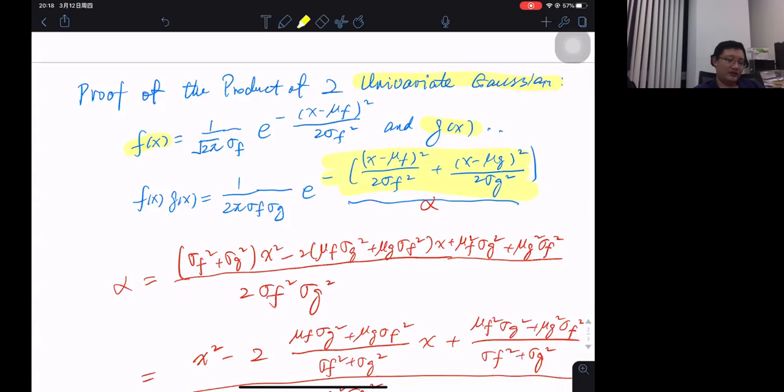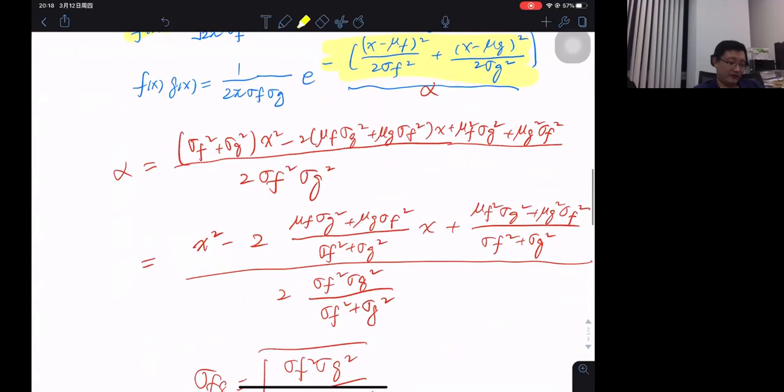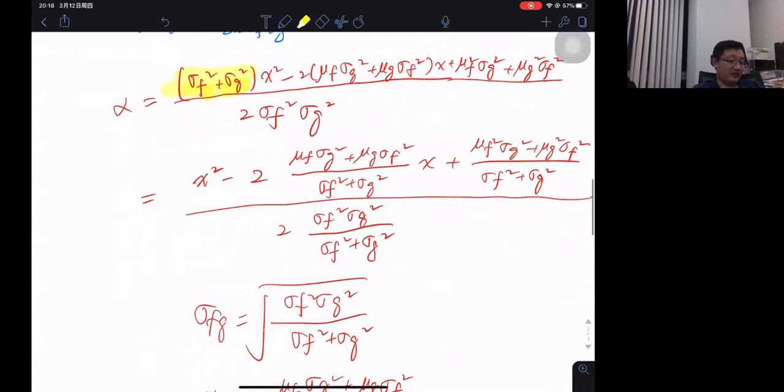That's a copy paste from the previous one: (x minus mu f) squared over 2 sigma f squared plus the g part. If we denote this part by alpha, then alpha can be expanded as this one, and then both numerator and denominator can be divided by this part, sigma f plus sigma g, the coefficient of x squared. And then you get, again, a quadratic form.